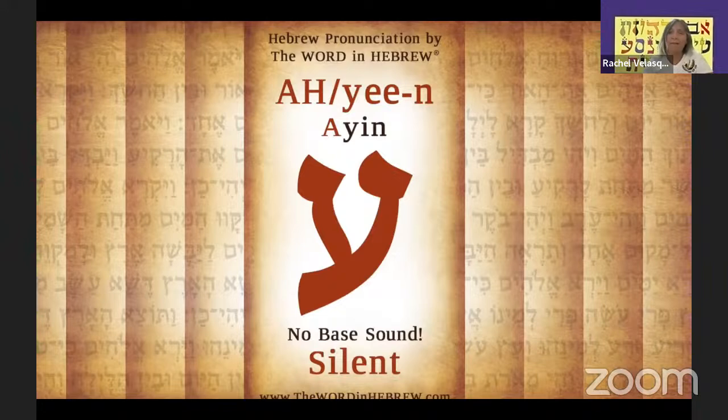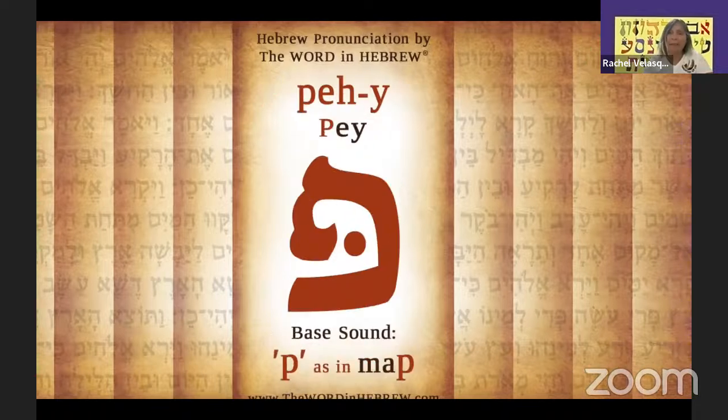Then we have ayin. No base sound. It is silent unless you place one of those little dots or dashes above or below. Then we have pey. See that dagesh in the middle? The base sound is the P for map. Pey.